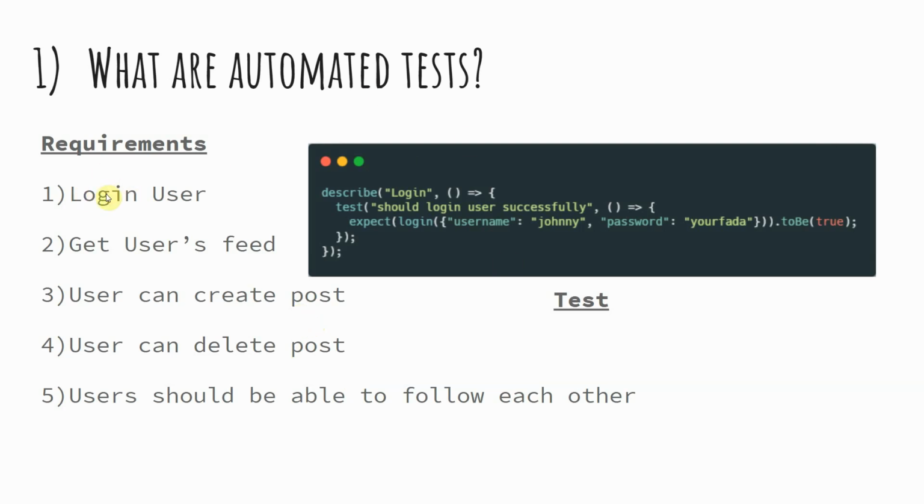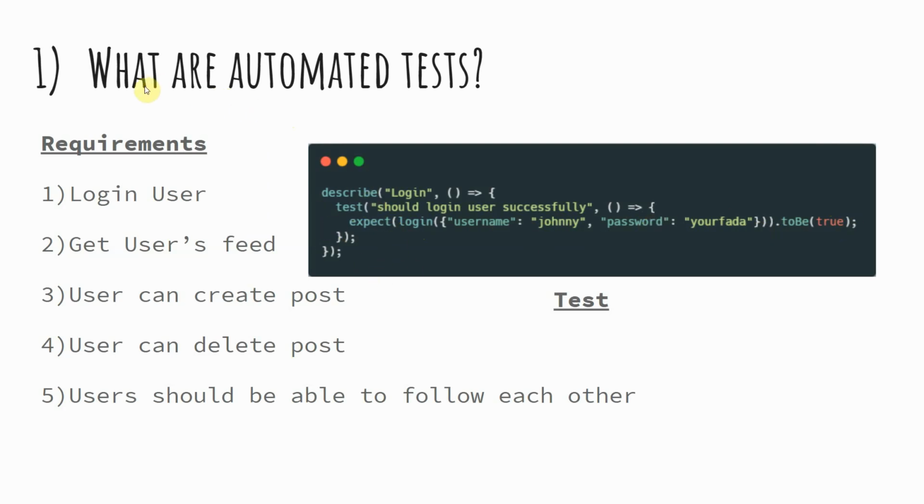For instance, login user is just a single requirement, but if you want to write the test, this is how it will look. This is just a dummy test. You have the test you want to execute here. We won't be talking about the details of all this describe and test, but you have a test. What should this test do? The test should log in the user successfully. Whenever you call this login function and you pass the correct username and password, you need the result of this function to be true. If it is true, it means that the user has successfully logged in and that feature is correct.